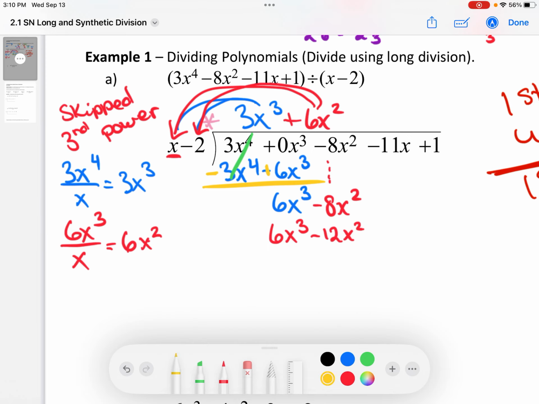Now we subtract. So we'll subtract and subtract. The first terms should zero out, and they do. They're the same. And then we do the subtraction. Negative 8x squared plus 12x squared is 4x squared.